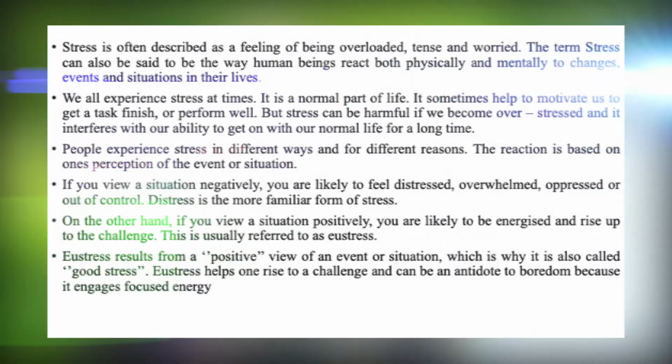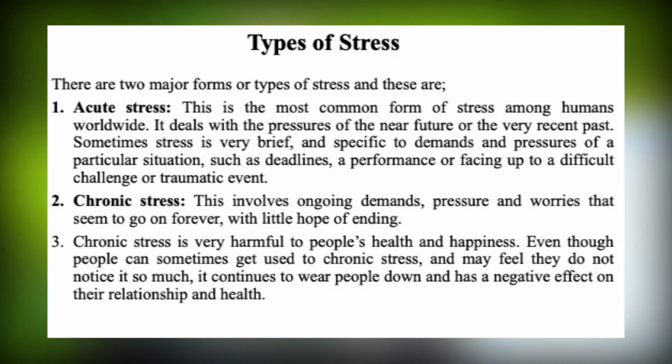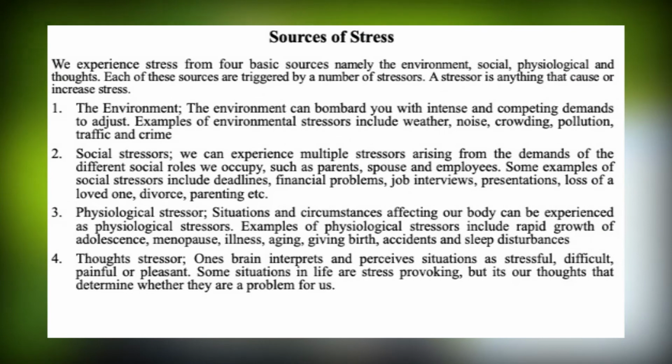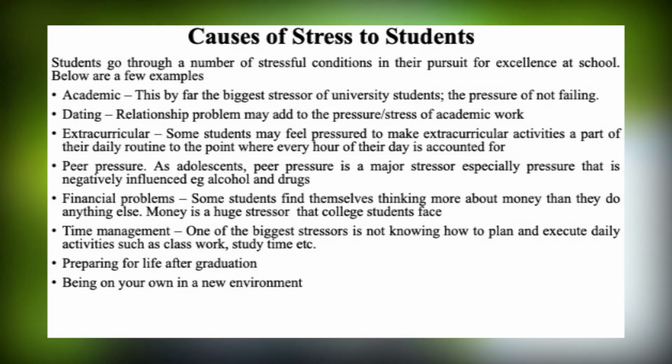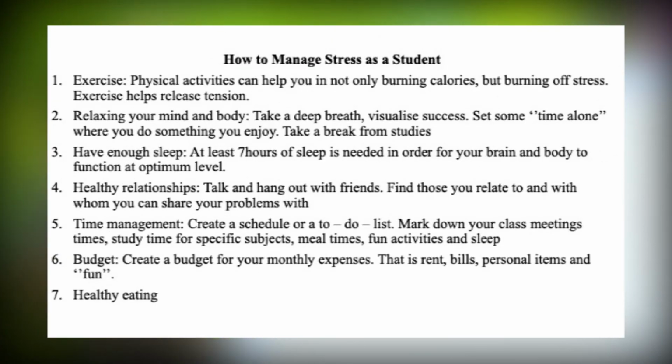So this brings us to the end of today's lecture. We have looked at what stress is. We have also looked at the types of stress, that is acute and chronic stress. We have looked at the sources of stress, and we mentioned 4 sources: physiological, social, environment, and our thoughts. We have also looked at the causes of stress, especially for students: academic cause, relationship, the financial problems, problem with time management, and then we have concluded the lecture with how to manage stress as students.